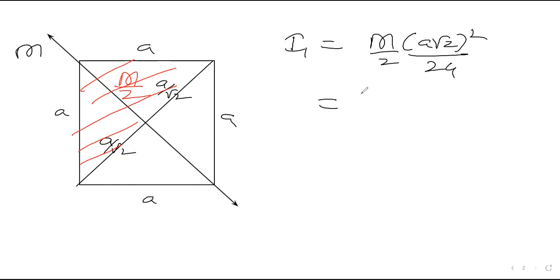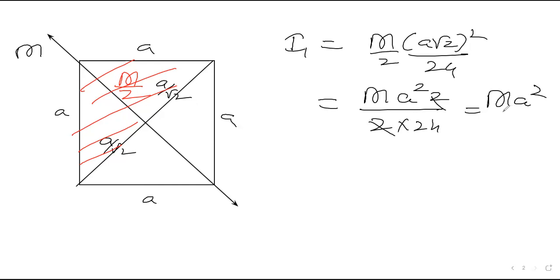So let's simplify this particular expression. I'll get M a square 2 upon 2 into 24. The 2 nicely gets cancelled, and I'll get M a square upon 24. This must be the moment of inertia of the isosceles triangle, which is shaded with a red shade.